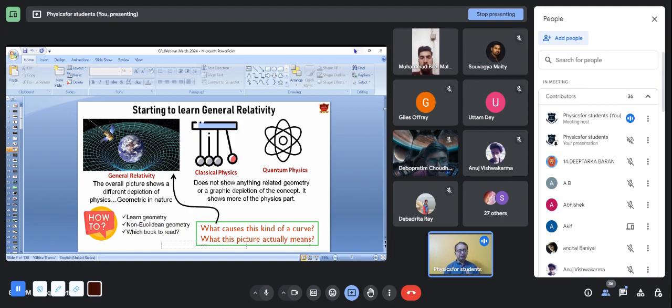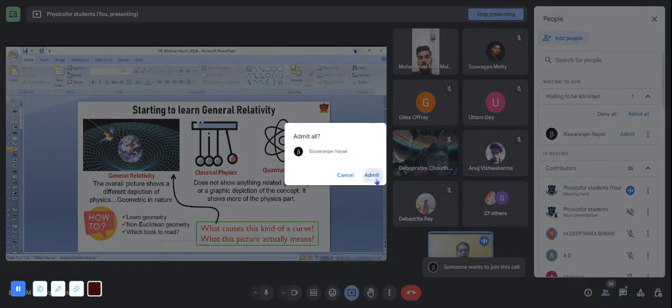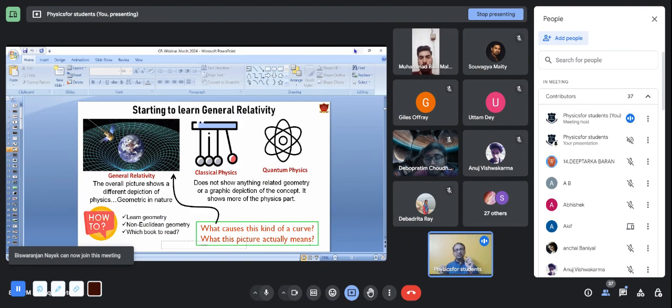Before moving into general relativity, what is important is this: when you see classical physics, you see a pendulum. It is going back and forth and back and forth, right? When you see quantum physics, you see that there is a nucleus and there are things which are going around, right? But in general relativity, you see something different.